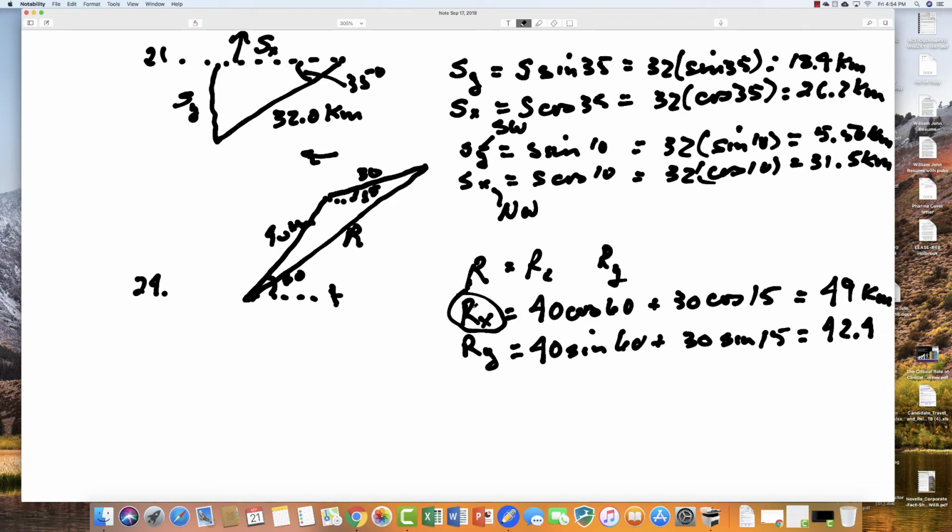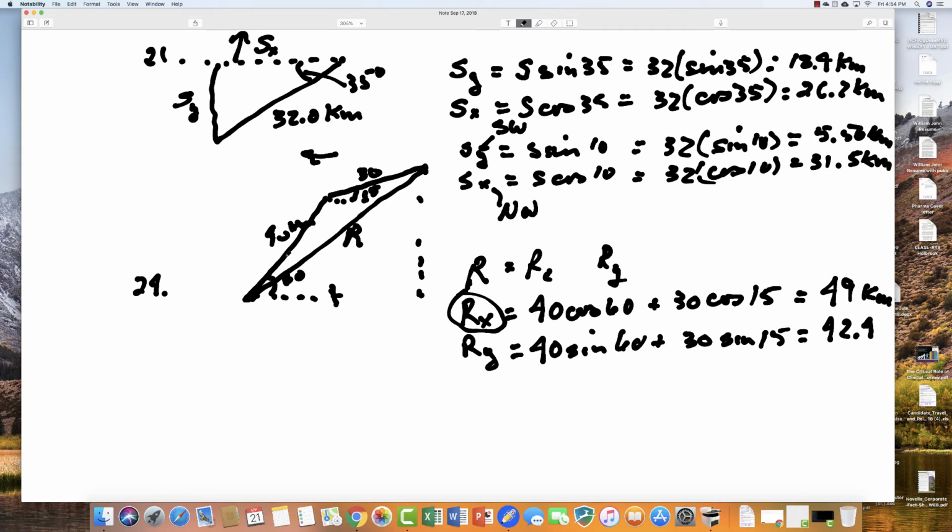So that means the Rx is 49 and the Ry is 42.4. Now, in terms of this angle, this Y component is 42.4 and this X component is 49. Now, the side opposite over the side adjacent is the tangent.